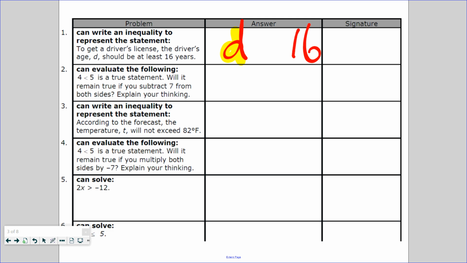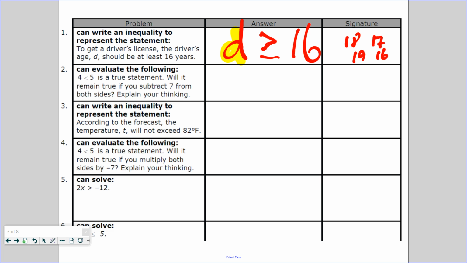That means if you have to be at least 16, that means you could be 17 years old. You could be 18 years old, 19. 16 is the least age you can be. We don't want any small young kids driving a car. They're going to kill us. So you can be 16 or equal to it, but you have to be greater. So D is greater than or equal to 16. This means greater.